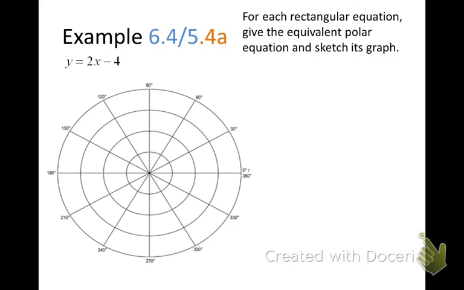So let's take a look at that. In this case, if I have my y value and I replace it, I'm going to have r sine of theta equals 2 times, and then replace x with r cosine of theta minus 4. Okay, for these equations, what you are going to want to do is solve for r.